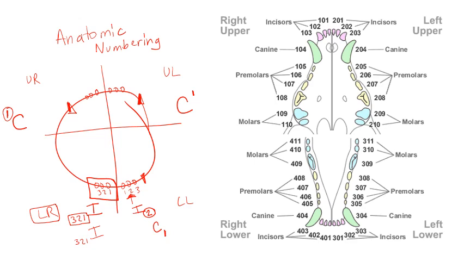Let's say I wanted to number this one using anatomic numbering. This is an adult incisor, but now I'm in the upper left quadrant, and let's see, this is 1, 2, so this would be 3. All right, so very simple, very straightforward.